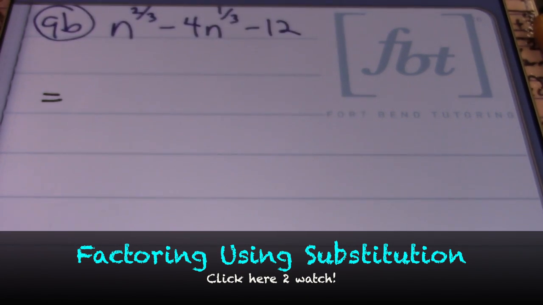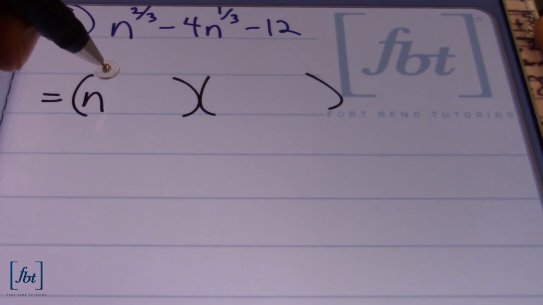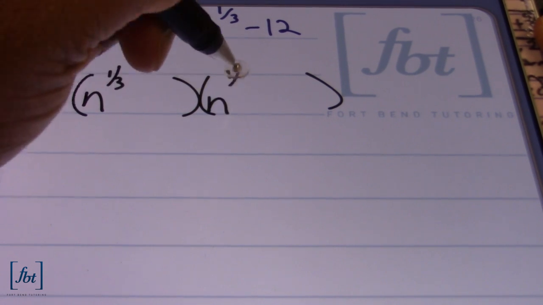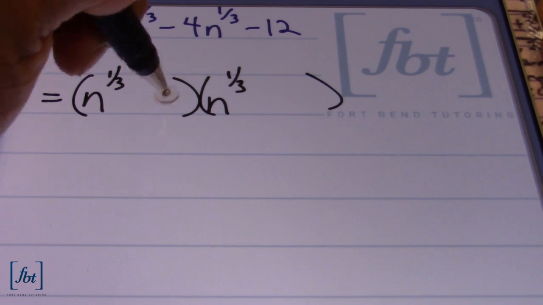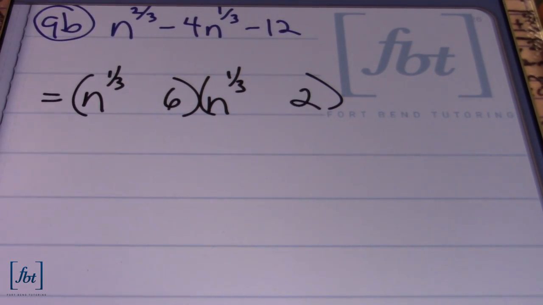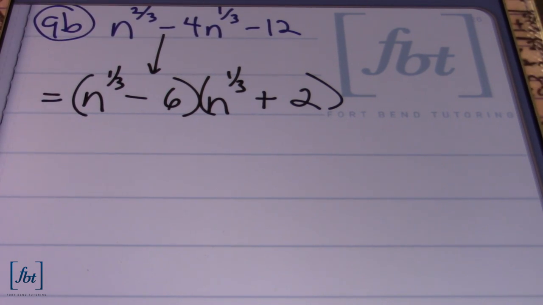So what I'm going to do is just factor this, knowing that I'll have n to the 1/3 power as the first term in each set of parentheses here. I'll be looking at our value of 12, looking for two factors that multiply to give us 12 and subtract to give us 4. That'll be 6 and 2, right? So I'll have 6 and I'll have a 2. Since we always know that the larger factor gets the sign of the middle term, the 6 must be negative, and because we're subtracting to get 4, the 2 must be positive, and this is our answer right here.